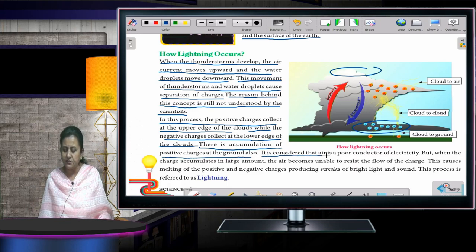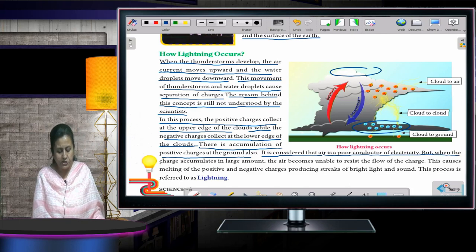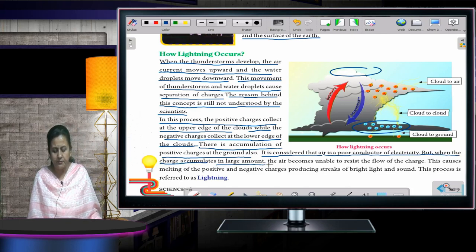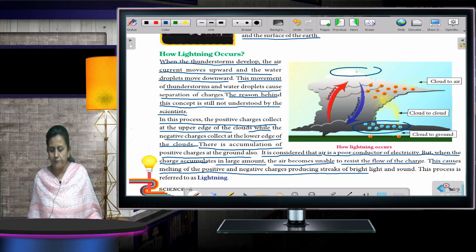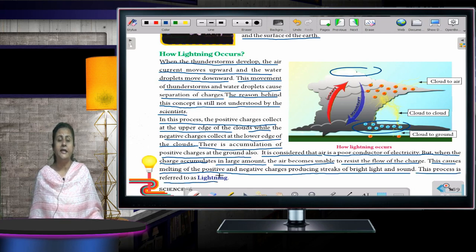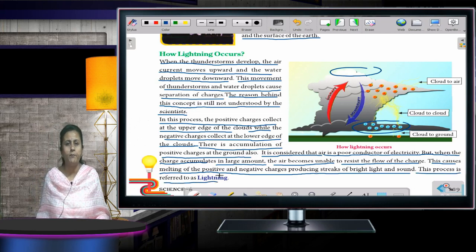It is considered that air is a poor conductor of electricity, but when the charge accumulates in large amounts, the air becomes unable to resist the flow of the charge. This causes meeting of positive and negative charges, producing streaks of bright light and sound, and this process is known as lightning. Fine children, I hope I am clear. Now moving to the next topic.